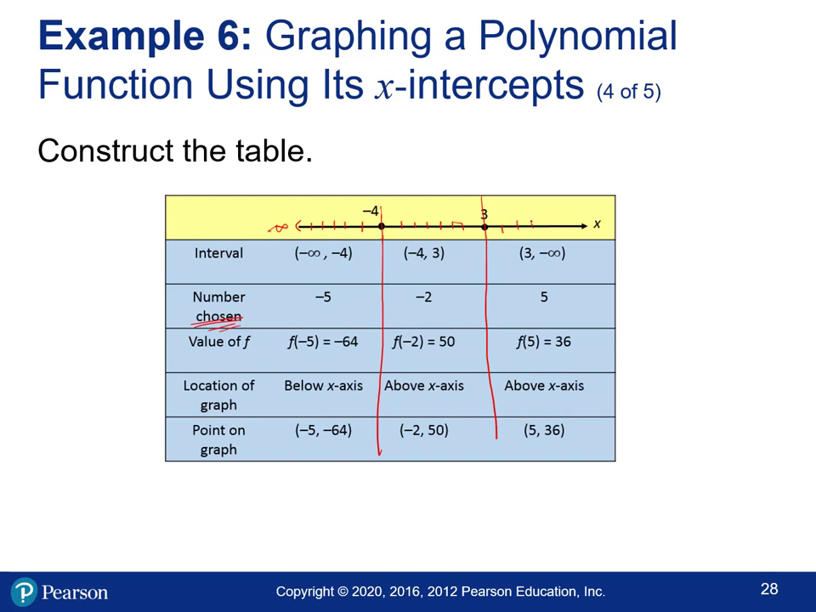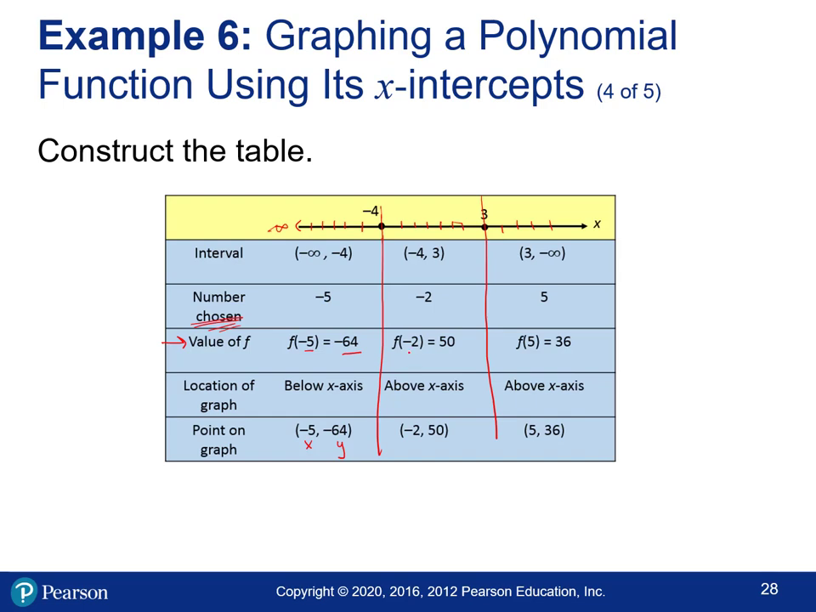We're going to pick 5. And what you do is you're going to plug those into your function. So if you go back to your function and you just plug those numbers in for x, negative 5 is going to give you a y value of negative 64. So that's the point on the graph, x comma y.